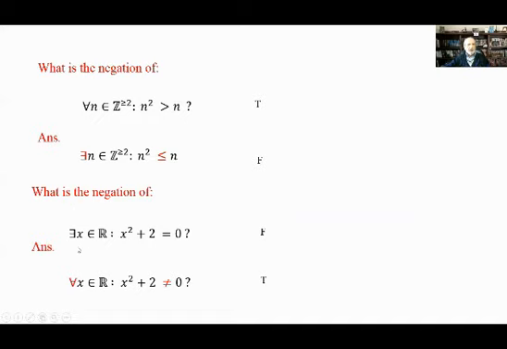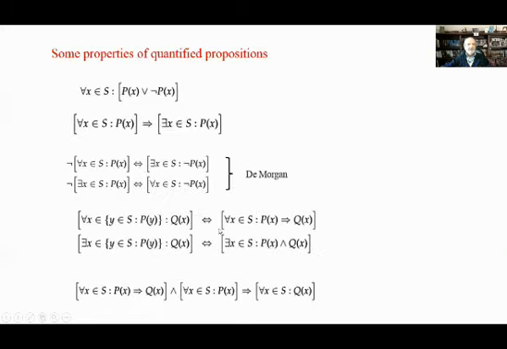What is the negation of this? This one is false. Its negation will be true. "There exists" becomes "for any." X squared plus 2 equals 0 becomes x squared plus 2 is not equal to 0.